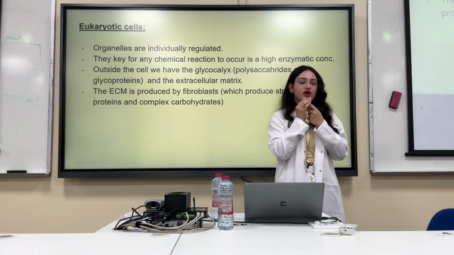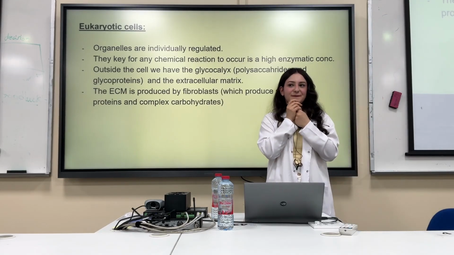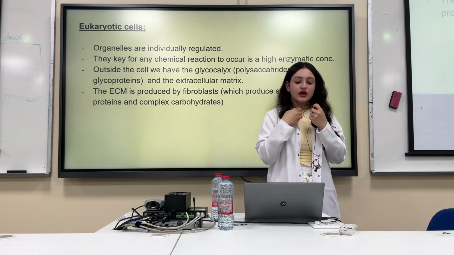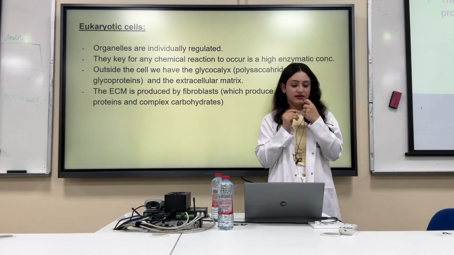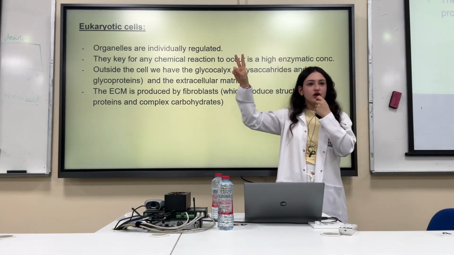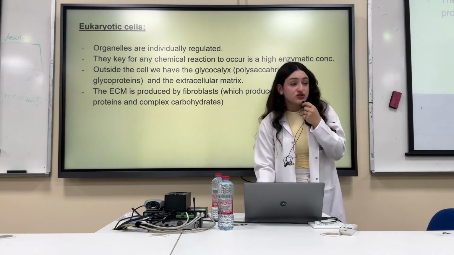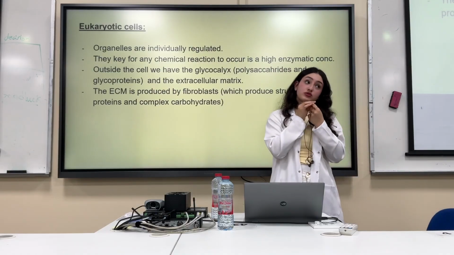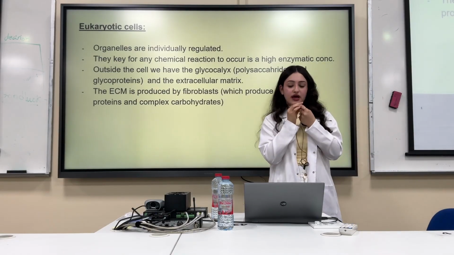Outside the cells, what do we have? We have a glycocalyx. Glyco means what? Sugar. Right. Outside our cells we have a glycocalyx. The glycocalyx is made of polysaccharides and glycoproteins. So outside our cells we have two things: the glycocalyx and the extracellular matrix. The extracellular matrix is produced by what? By fibroblasts. How do fibroblasts produce the extracellular matrix? They produce structural proteins and carbohydrates.